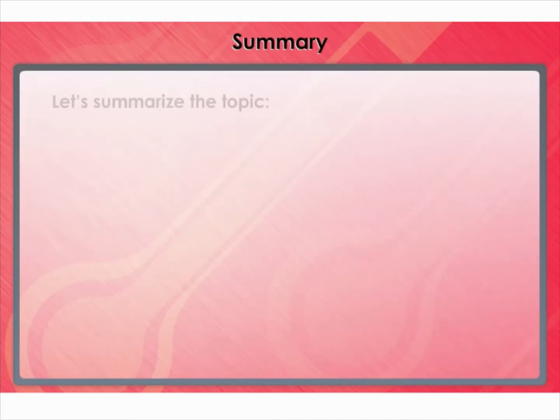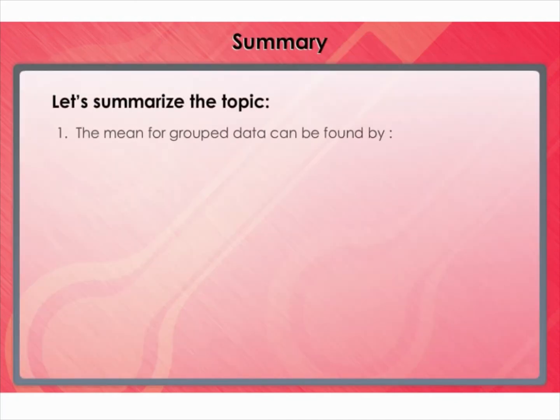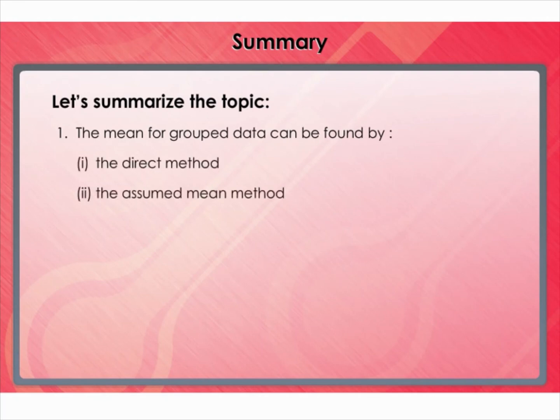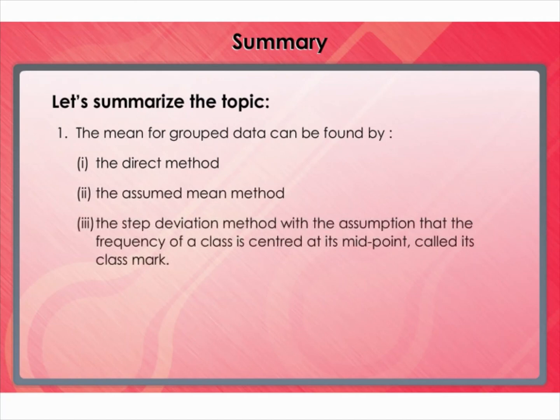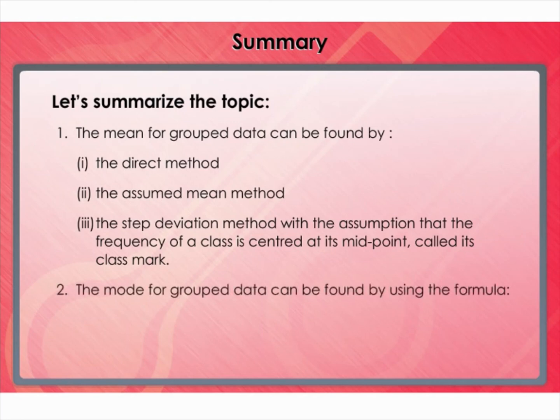Summary. Let's summarize this topic. The mean for group data can be found by 1. The direct method, 2. The assumed mean method, 3. The step deviation method, with the assumption that the frequency of a class is centered at its midpoint, called its class mark. The mode for group data can be found by using the formula.